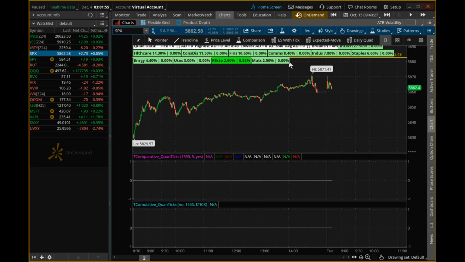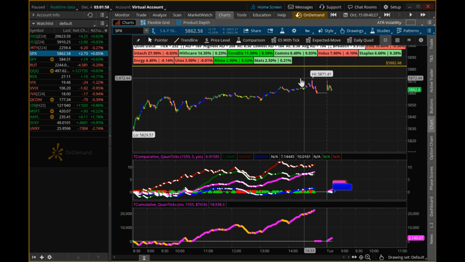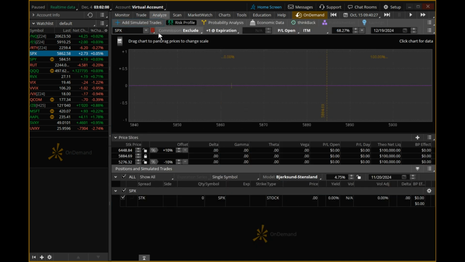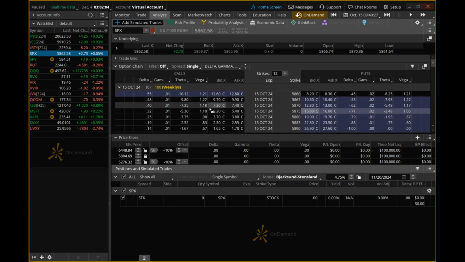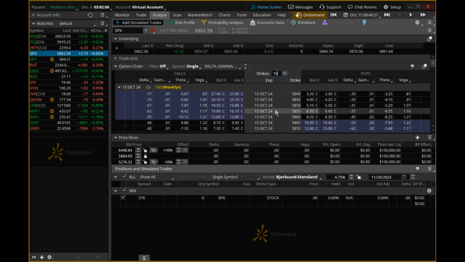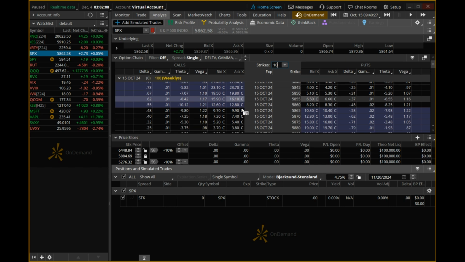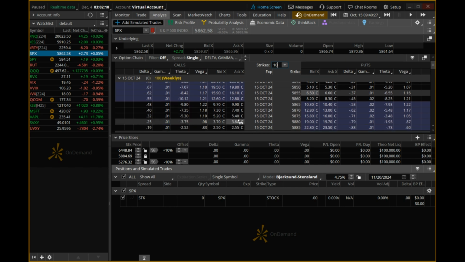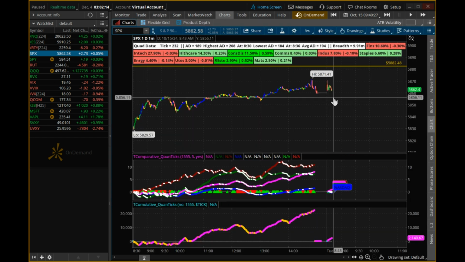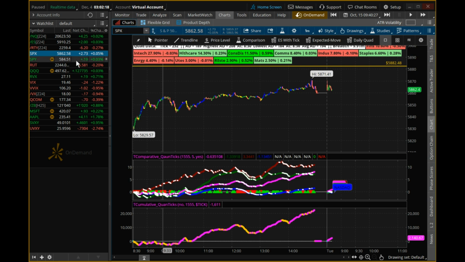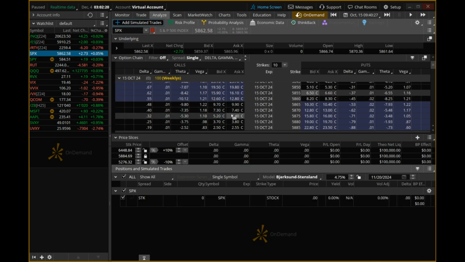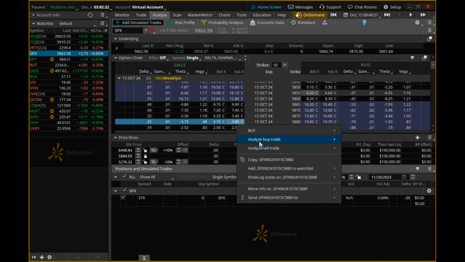1 minute chart. Let's sell the 58.80. Analyze. Sim trades. 15th of October. We want the 58.80. We'll go call this time. No, it's 58.60. 58.80 or 58.60? No, 58.80. We're going up. We're going bullish. 58.80. Right click. Analyze buy.